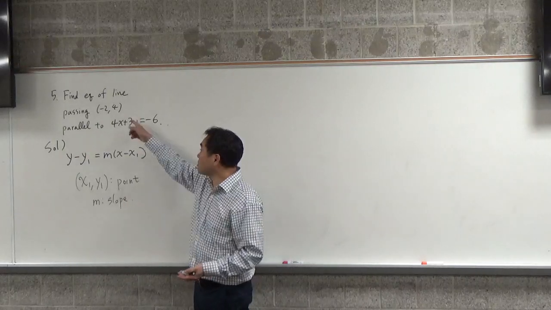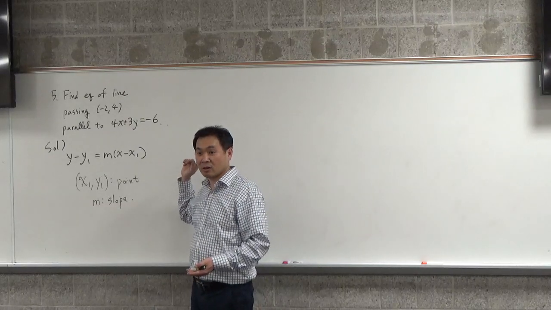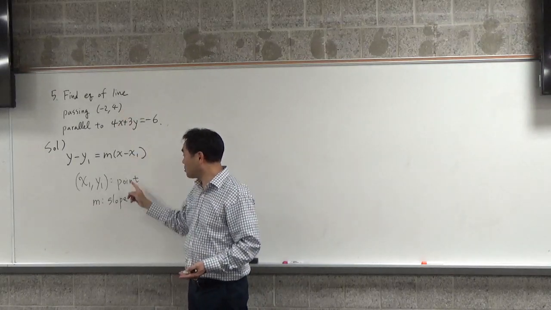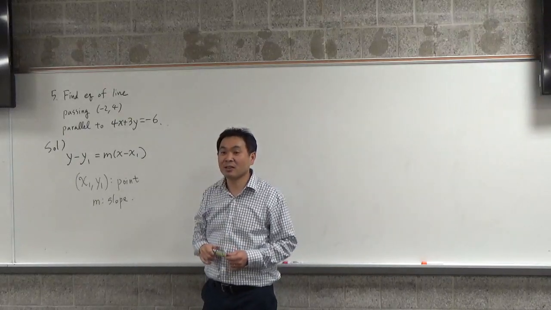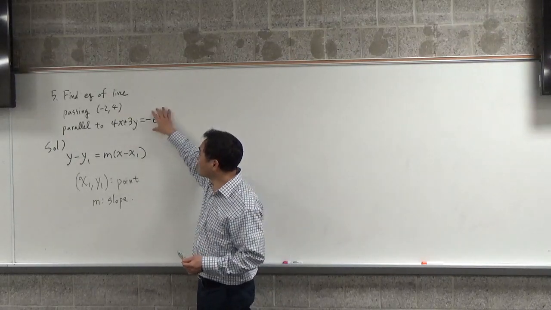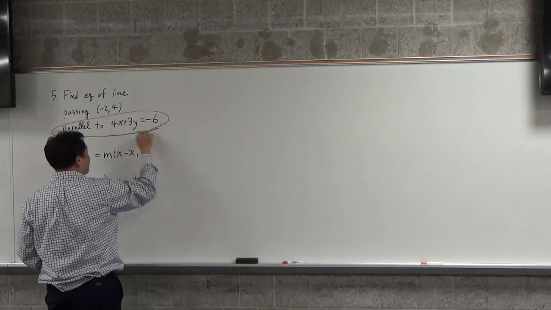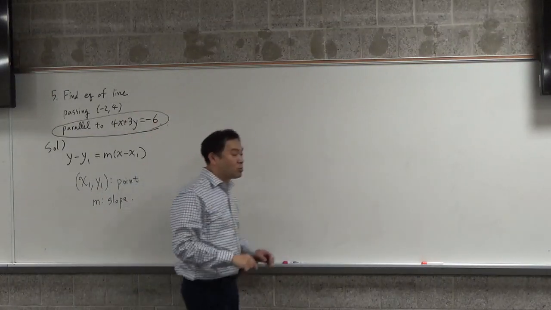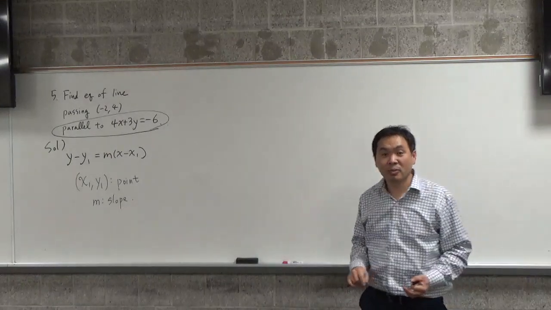Right? Now look at the question. What are we already given? Point, negative 2 comma 4. That's given. So that's easy. What's not given yet? Slope. That means we somehow have to use this information, that the line is parallel to this equation here, to come up with a slope for that line.